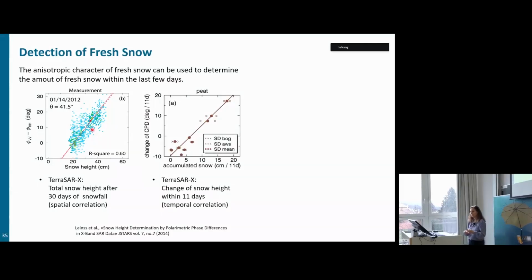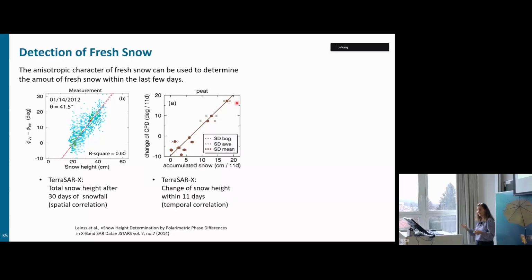What you see here is now the change of the phase. It's just a phase difference, but you could look at the change of the phase difference. Therefore, it's called CPD. And if you do the change against accumulated snow, you need to make an averaging a little bit over certain areas, over the open site and the forest site. So we have some correlation, and they are quite good, and this is a change after 11 days that you see here.